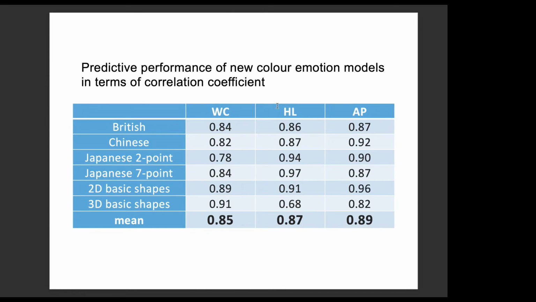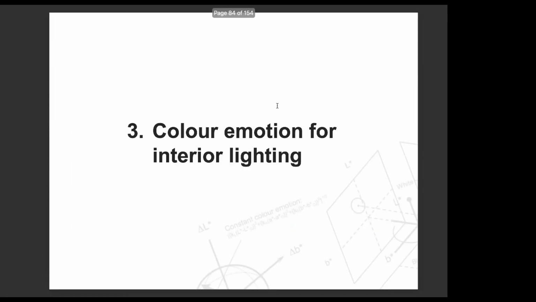And we are using the additivity theory to test our model in terms of correlation coefficient. We can see in this table that the equations used in this study show very good predictive performance, with mean correlation coefficients of 0.85 for warm-cool, 0.87 for heavy-light, and 0.89 for active-passive. Next slide, please.